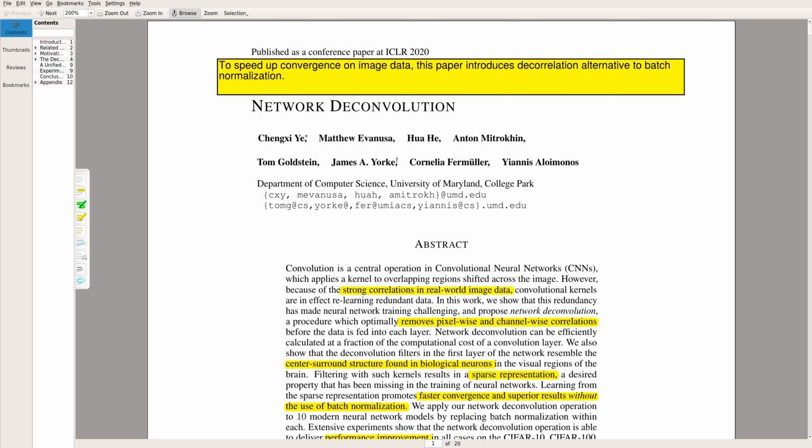Speed up convergence on image data, this paper introduces the correlation alternative to batch normalization. So today I'm reading a paper called Network Deconvolution from Evanusa, Mitrokhin, Goldstein, Yorke, Fermuller, Aloimonos from the Department of Computer Science, University of Maryland, College Park.